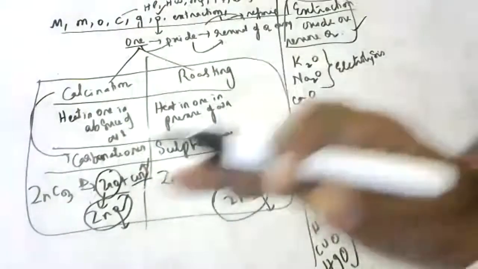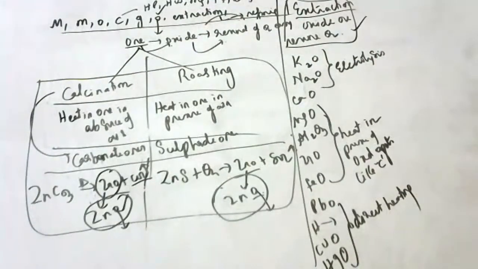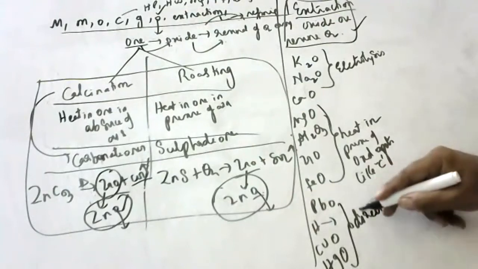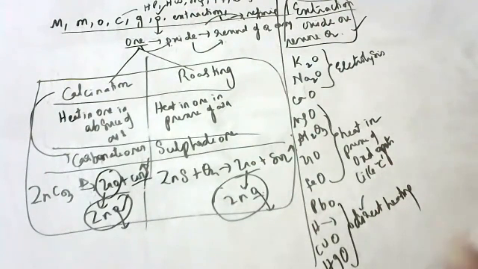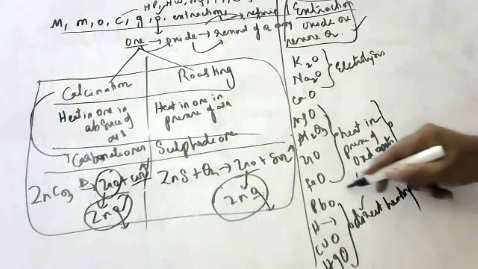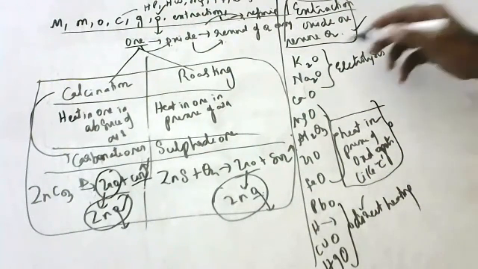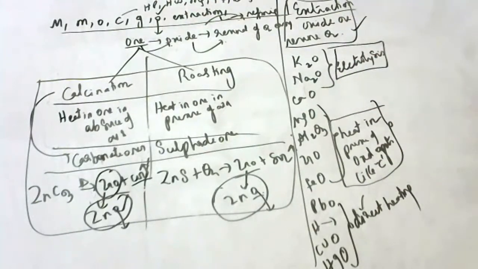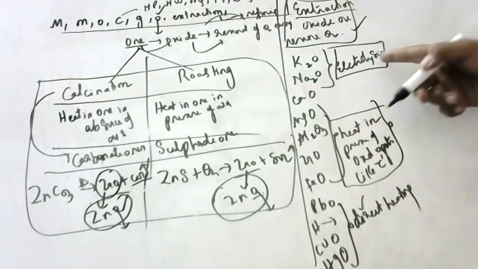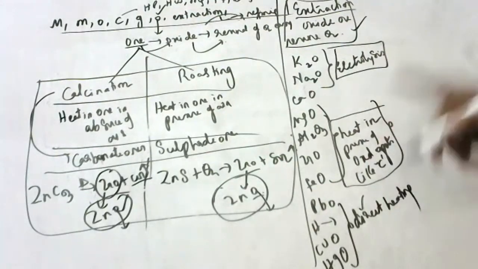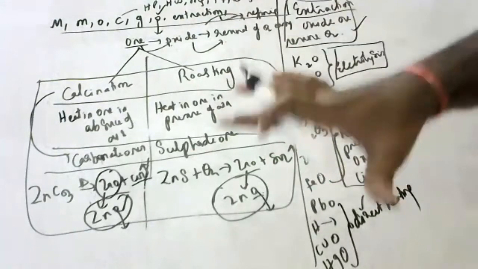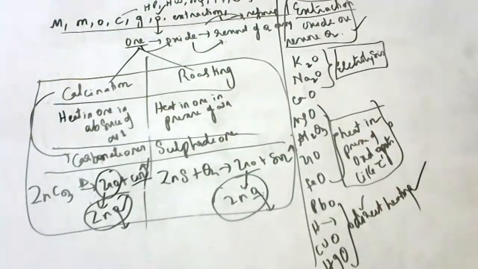Until and unless you pass the current and subject it to electrolysis, they won't lose their oxygen because they are highly reactive. So for the down metals, just heating is enough. Why? Because they are least reactive. For the middle metals, heat in presence of a reducing agent like coke, and for upper metals, go for electrolysis. Middle metals, heat in presence of any reducing agent which can remove oxygen, and for down metals go for direct heating.